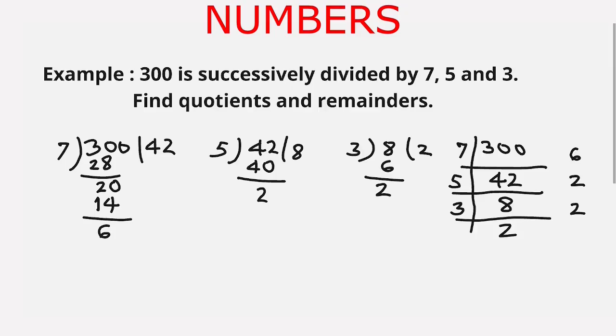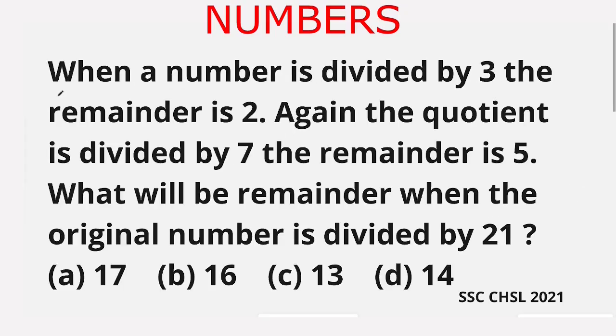I hope you have understood both the methods of solving the questions of successive division. Now we go to the questions. Our question is, when a number is divided by 3, the remainder is 2. Again, the quotient is divided by 7. The remainder is 5. What will be the remainder when the original number is divided by 21?